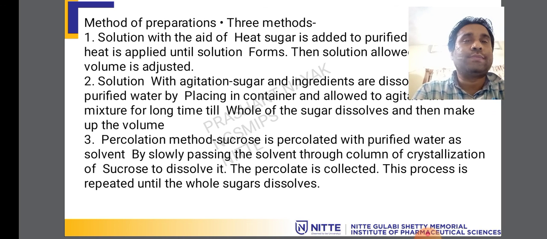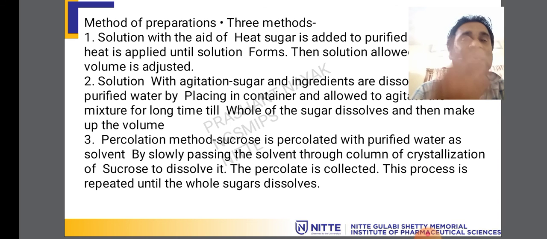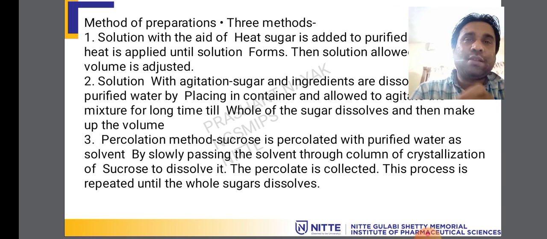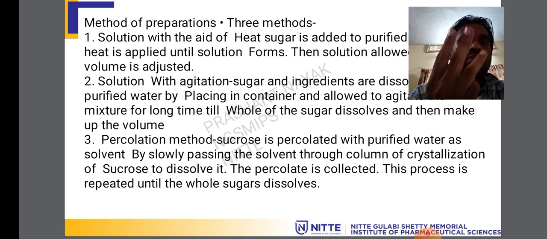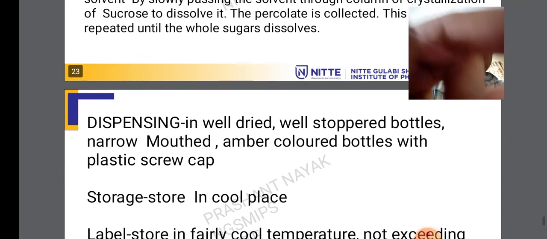Percolation method: sucrose is percolated with purified water as solvent by slowly passing the solvent through a column of sucrose crystals to dissolve it, and the percolate is collected. The process is repeated until the whole sugar dissolves. So this is how we prepare by three methods: solution with heat, solution with agitation, and the third one, percolation. So these are the various methods of preparation.